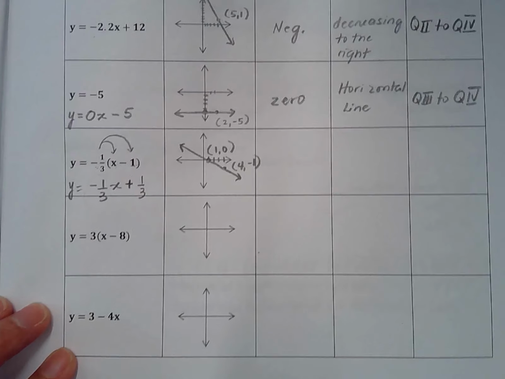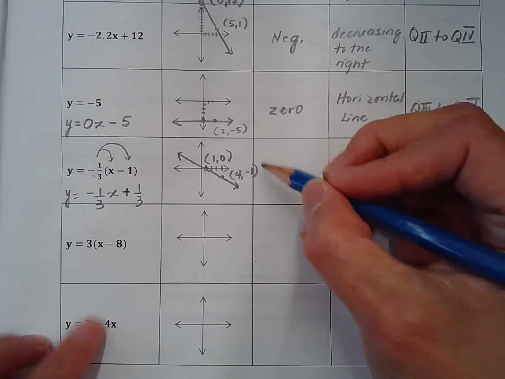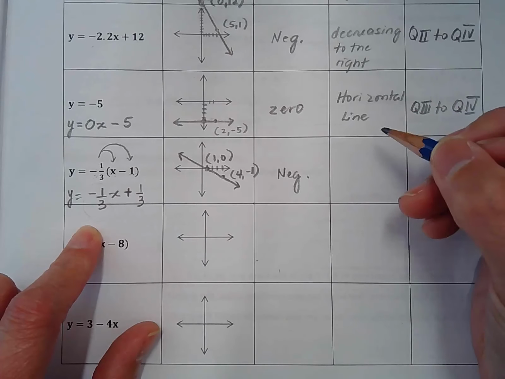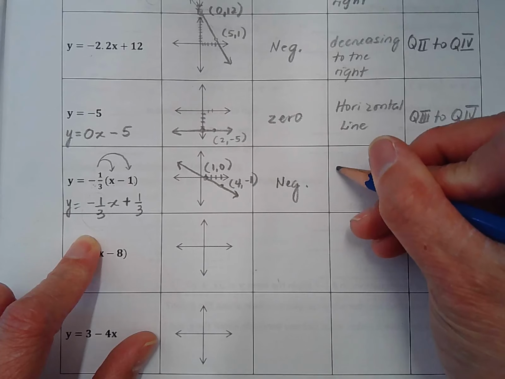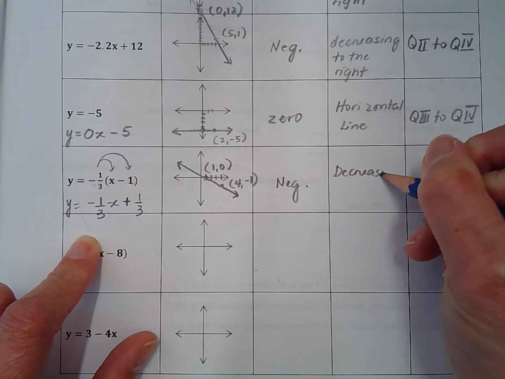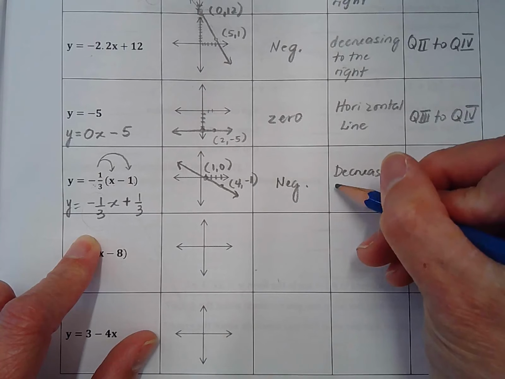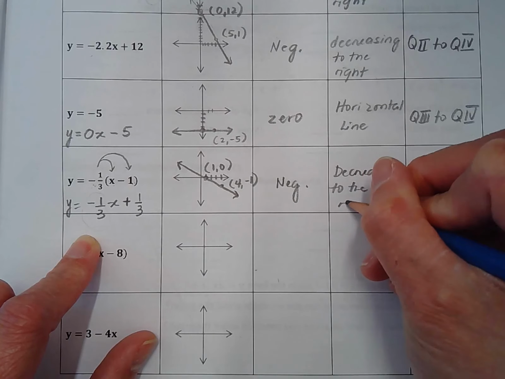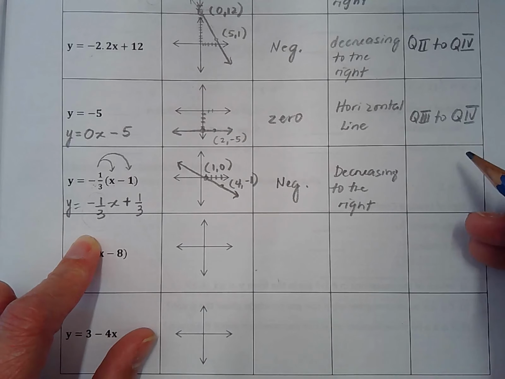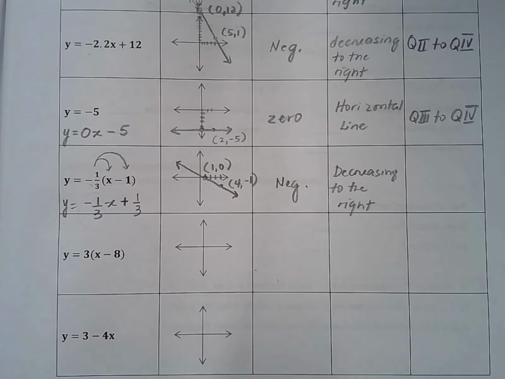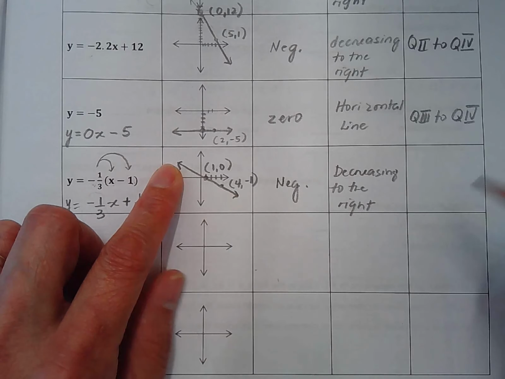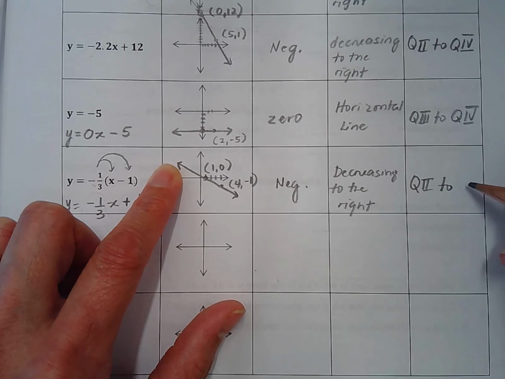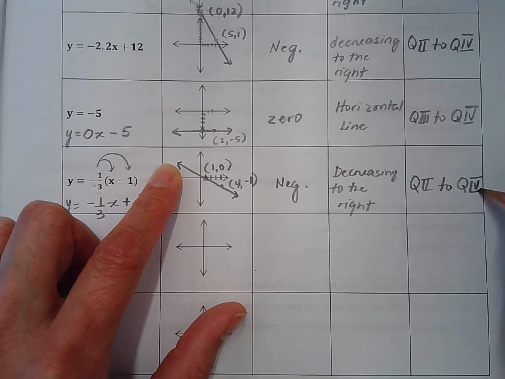Okay. So let's fill in the rest. What would this be? Negative. This is going to be decreasing to the right. Okay, so if you want to just put decreasing, that's okay. And that's in quadrants and behavior. Make sure you go to the ends. Quadrant 2, 4. Excellent.